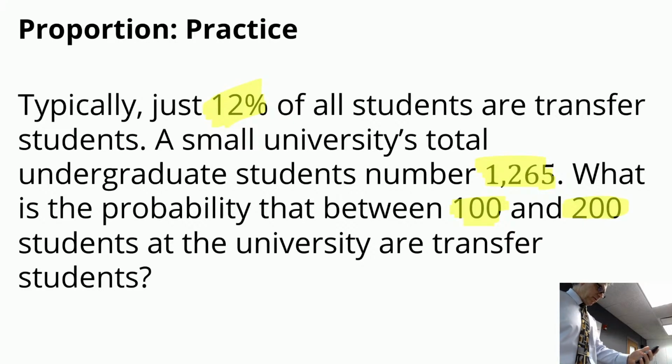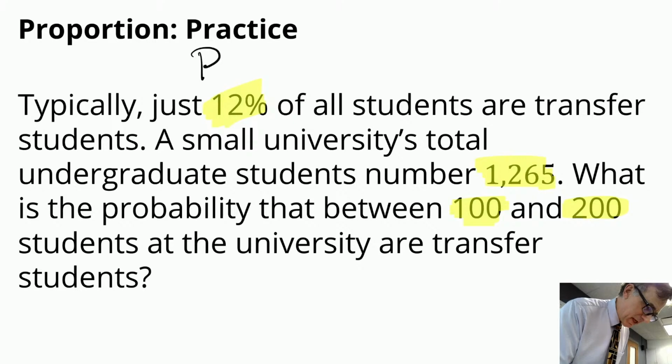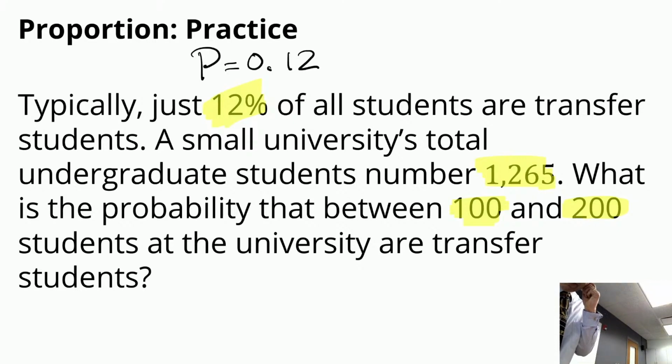Look at this. We are up to Clayton. Clayton, in terms of all of these beautiful symbols, what would 12% represent? It is p, very good. That's a proportion for the population. p is 0.12, good. Next, we need another volunteer. Who is next? Kira, what is 1,265? What does that represent?